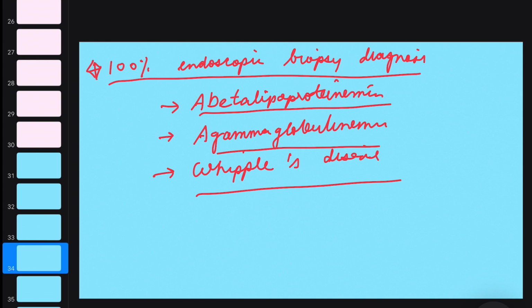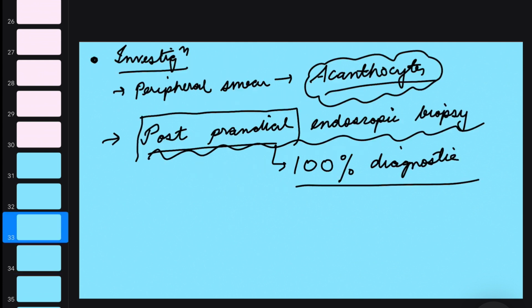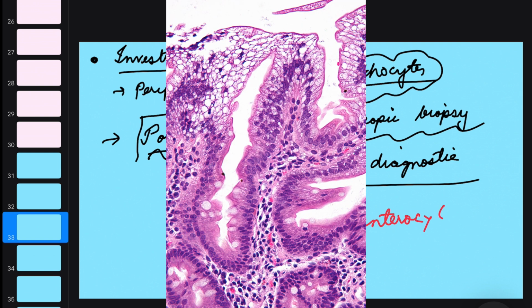So what exactly are we seeing in Abetalipoproteinemia? In the postprandial endoscopic biopsy, we are doing a duodenal biopsy, and we are seeing vacuolation. Mostly vacuolation. Vacuolation in what? Vacuolation in the enterocytes.